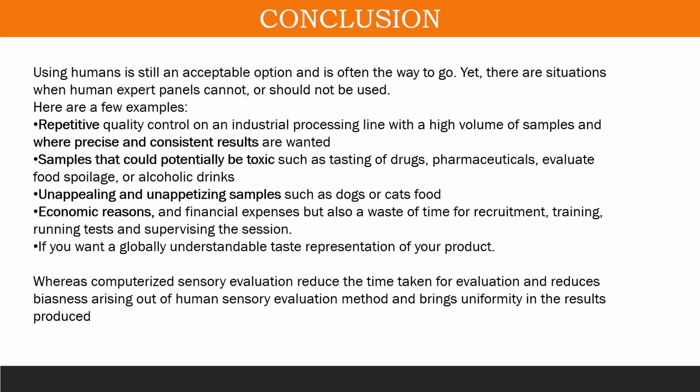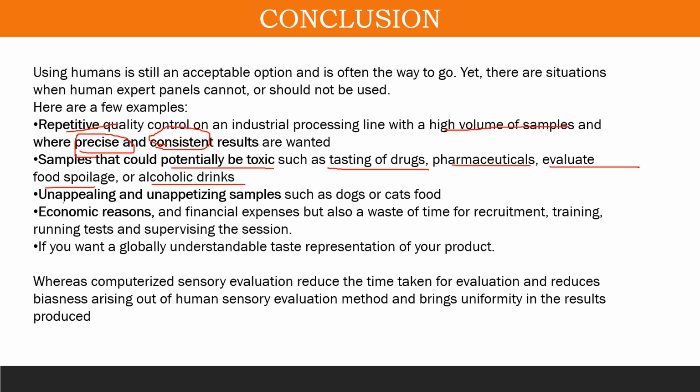Now, moving toward the conclusion, using humans is still an acceptable option and is often the way to go. Yet, there are situations when human expert panels cannot or should not be used. Here are a few examples. Repetitive quality control on an industrial processing line with a high volume of samples and where precise and consistent results are wanted. And also, when the samples could be potentially toxic, such as testing of drugs, pharmaceuticals, evaluating food spoilage, and alcoholic drinks, we should not use humans for doing sensory evaluation.